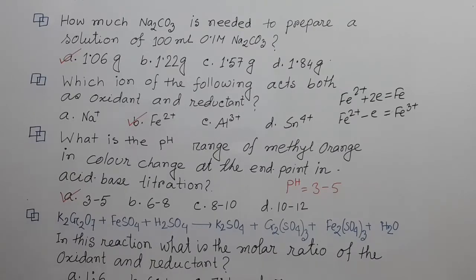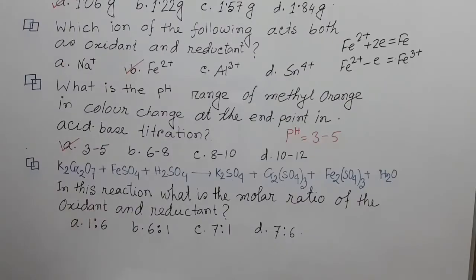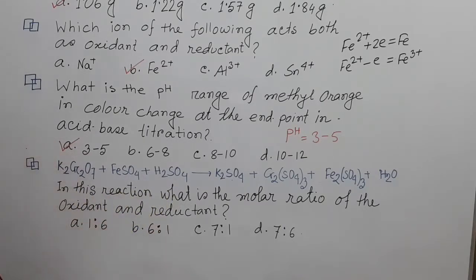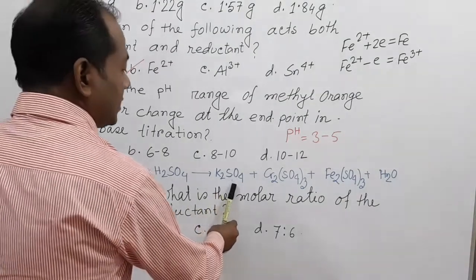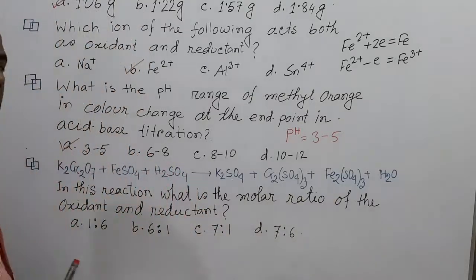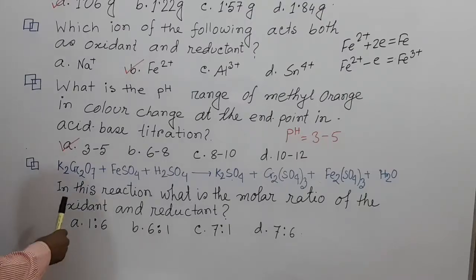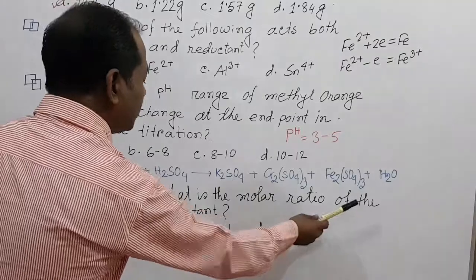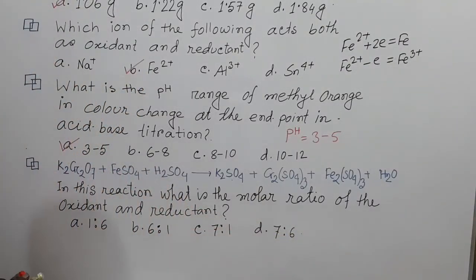And my dear students, now our next question is: potassium dichromate plus ferrous sulfate plus sulfuric acid react together and produce potassium sulfate, chromium sulfate, ferric sulfate and water. Here the question is, in this reaction what is the molar ratio of the oxidant and the reductant?